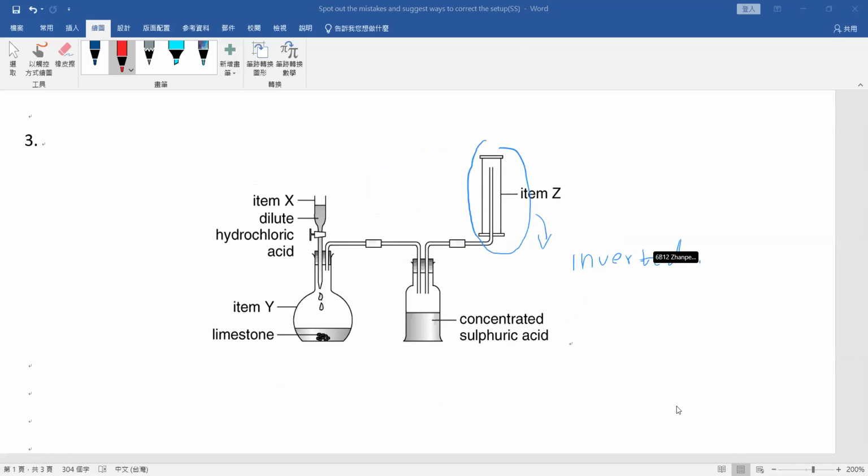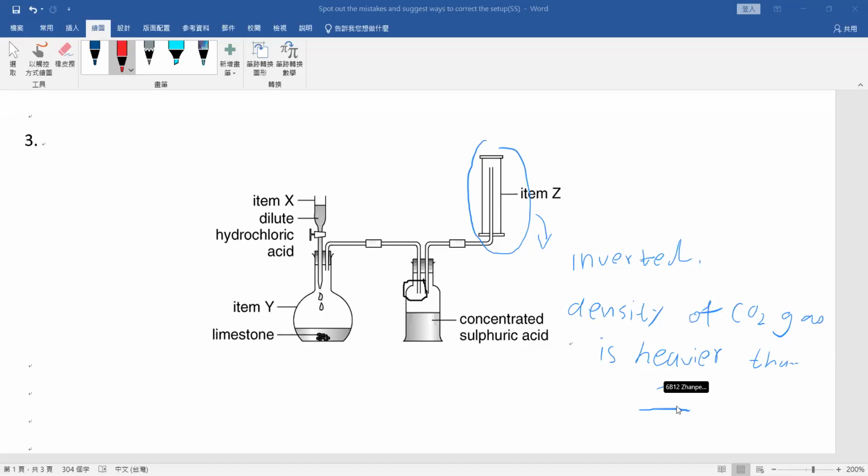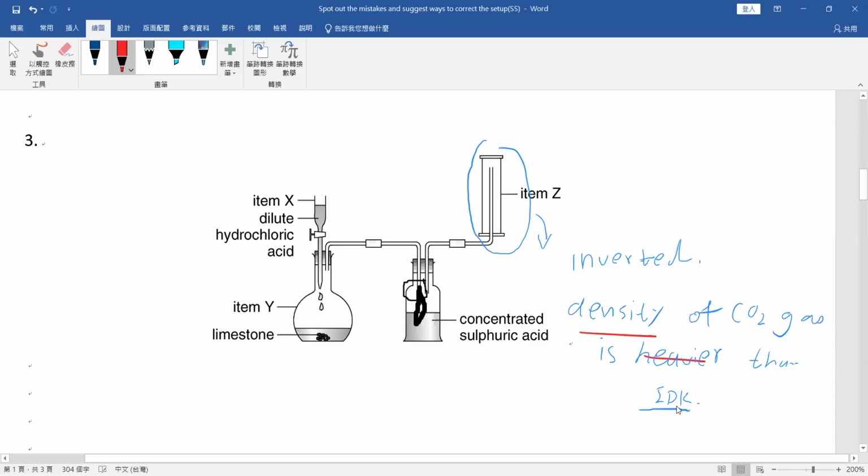Inverted. It should be inverted. Why? It's not just one mistake. Okay, for the others, you may try to spot the other one. Density of CO2 gas is heavier than... You mean higher, right? First of all, if you compare with the density, you use the words higher density than what? Air, not IDK. You spelled the word air incorrectly.